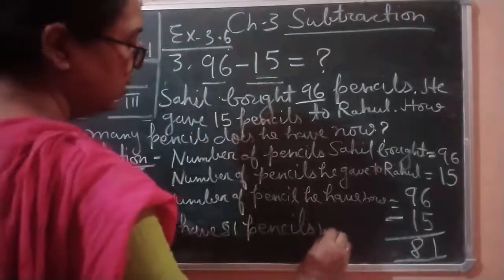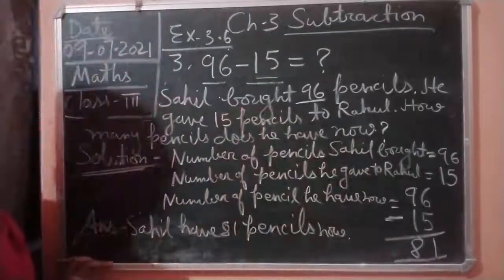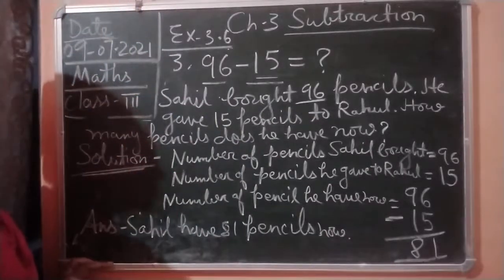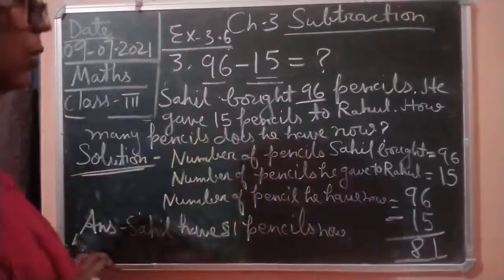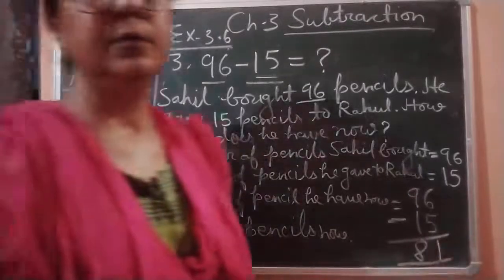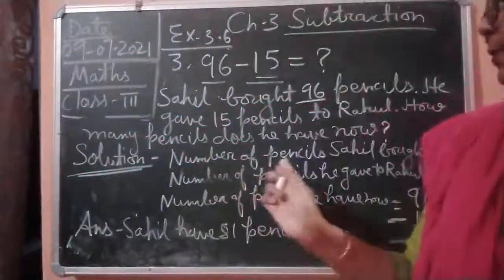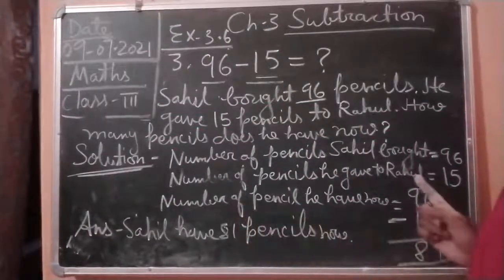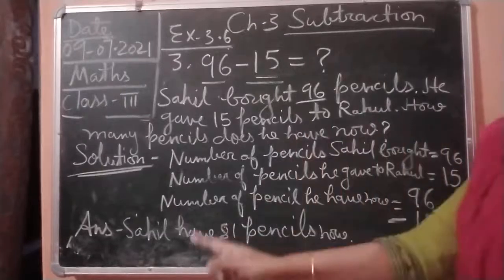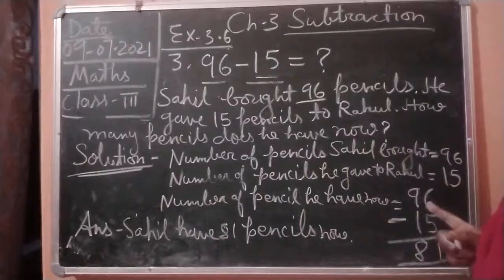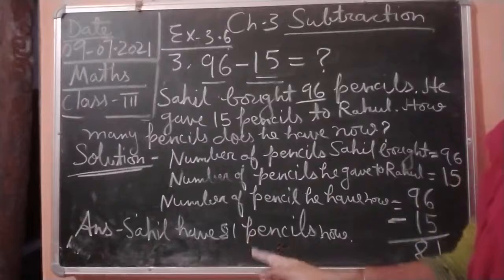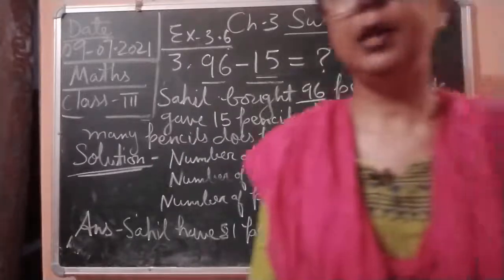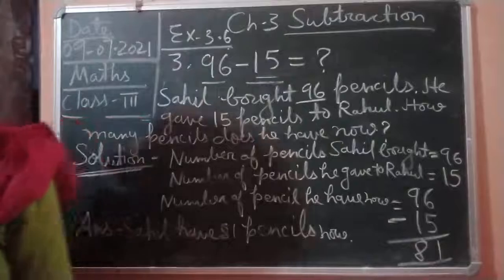अभी कितनी pencils है? Now you can write now also. Sahil has 81 pencils now. Okay. अब उसके पास कितनी pencils हैं? 81. ठीक है, इसको लिख लीजिए. First in the solution you have to write number of pencils Sahil bought, that is 96. Number of pencils he gave to Rahul, 15. Now number of pencils he has now, 96 minus 15, we will get 81. So Sahil has 81 pencils right now. Okay. So completed, children. Take a screenshot.